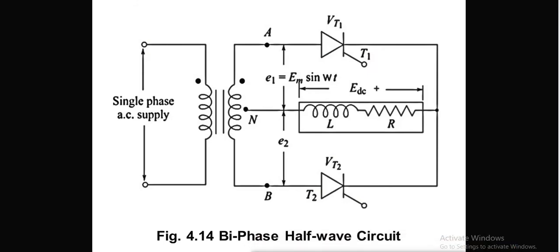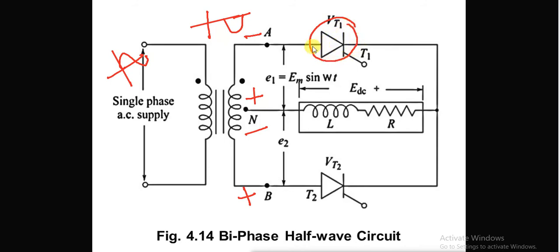Now what will happen during the negative half cycle? During the negative half cycle of the AC input, we are giving the negative input. So here we will get the negative half cycle. If this is the negative half cycle, A is negative, this point is positive, this point is negative, this point is positive. Now this SCR T1 is reverse biased, hence it will not conduct, it will act as an open switch.